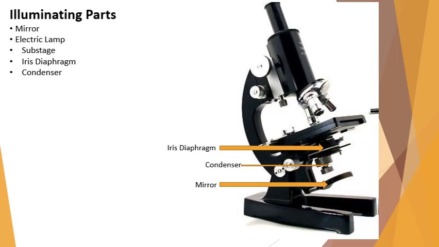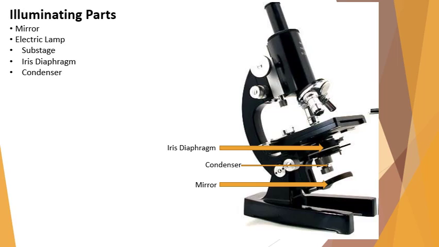Similarly, in some microscopes there is an electric lamp, a built-in illuminator beneath the stage that may be used if sunlight is not preferred or is not available.